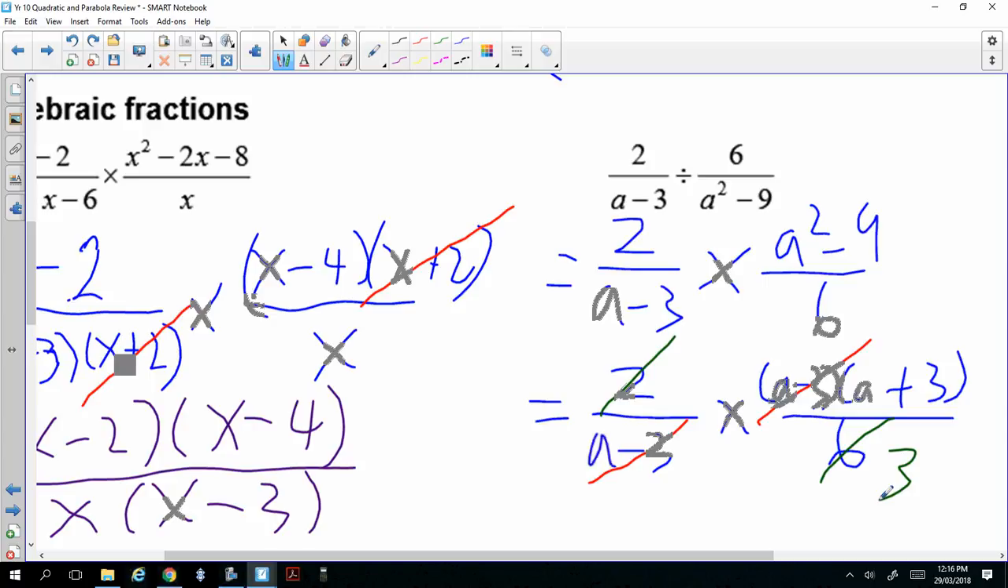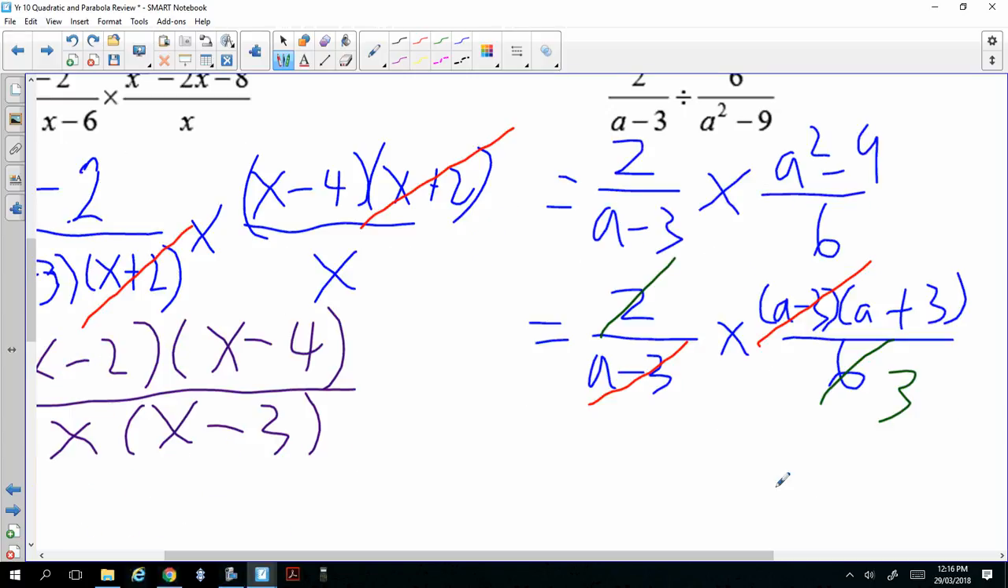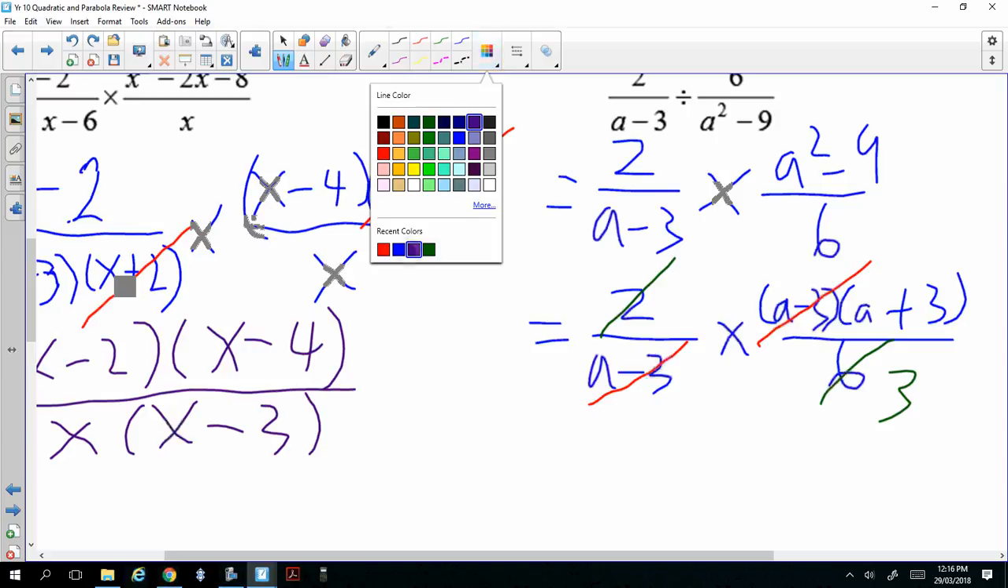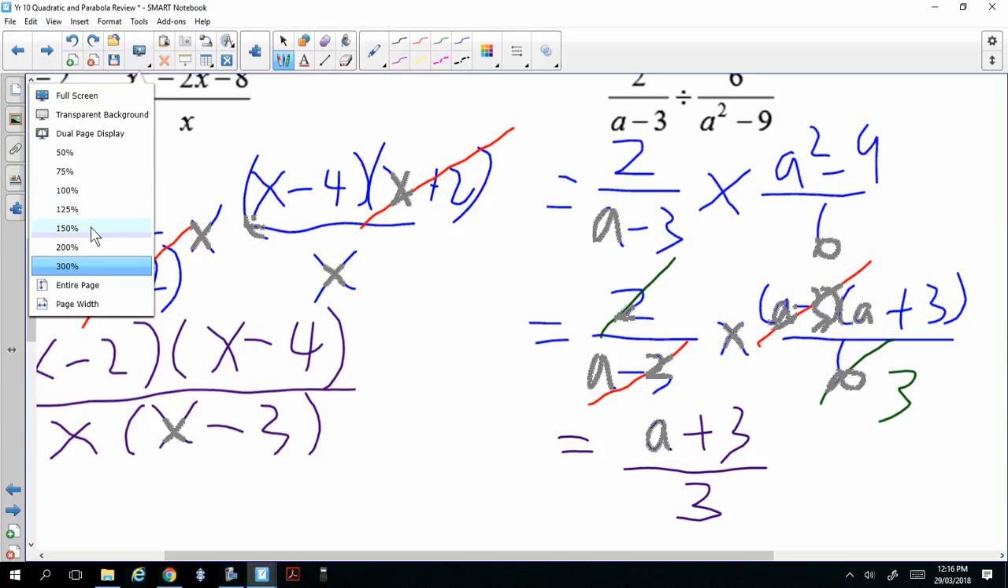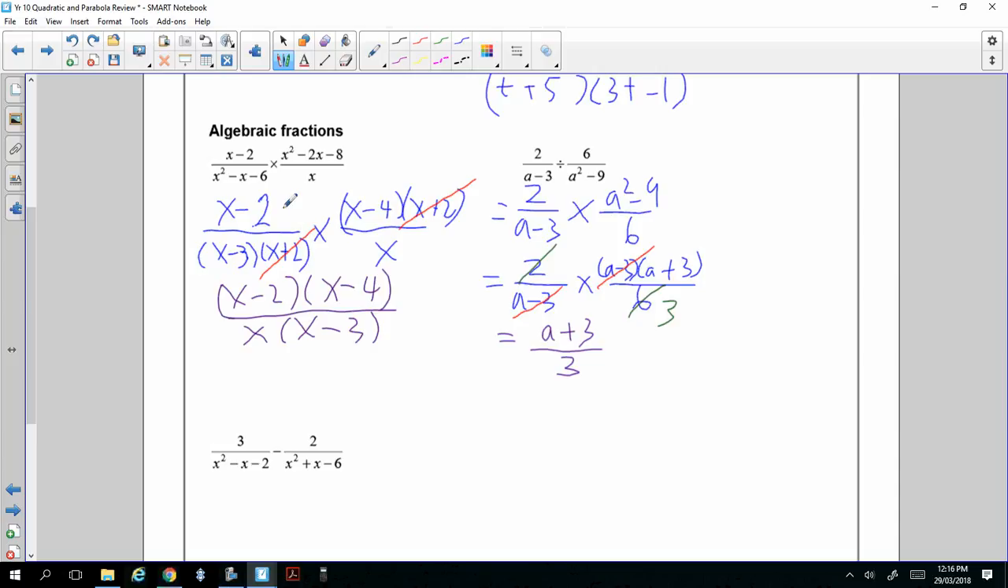a plus 3 over 3. That's it. That's your final answer. Alright, good. Have a think. So we have times, divide, and we also have minus. So we'll do minus in a minute. See if you can. Again, you need to factorize first.